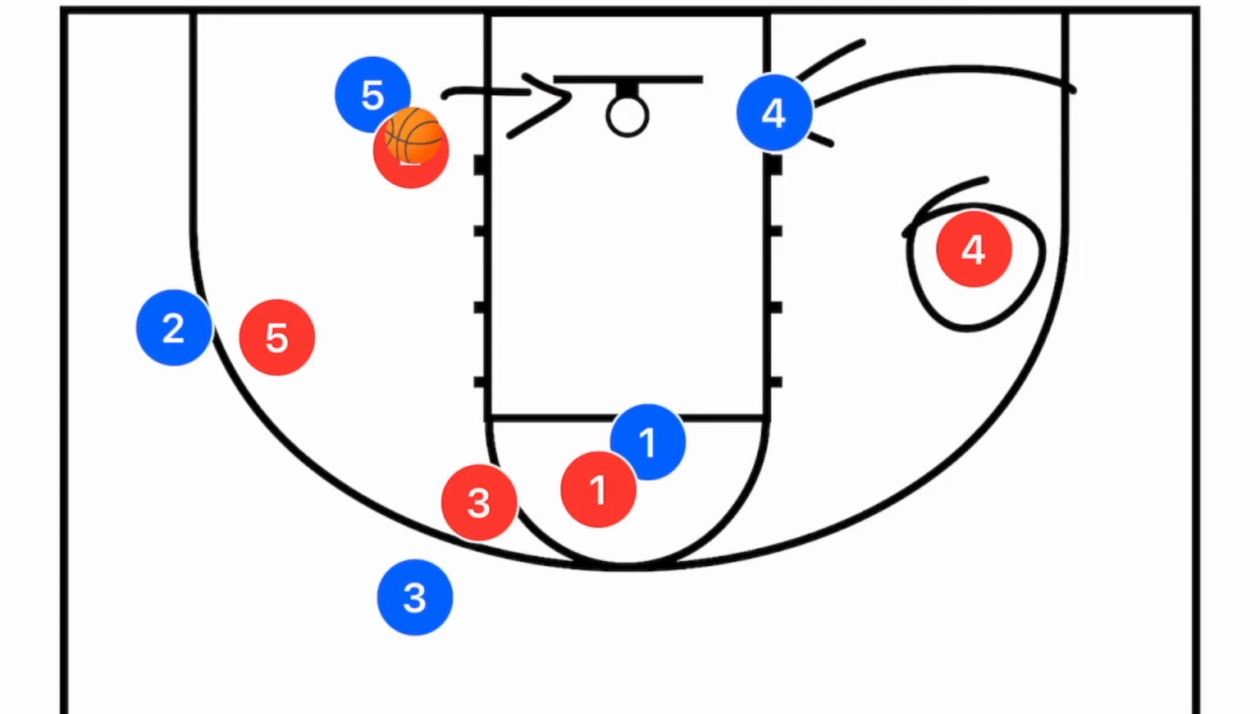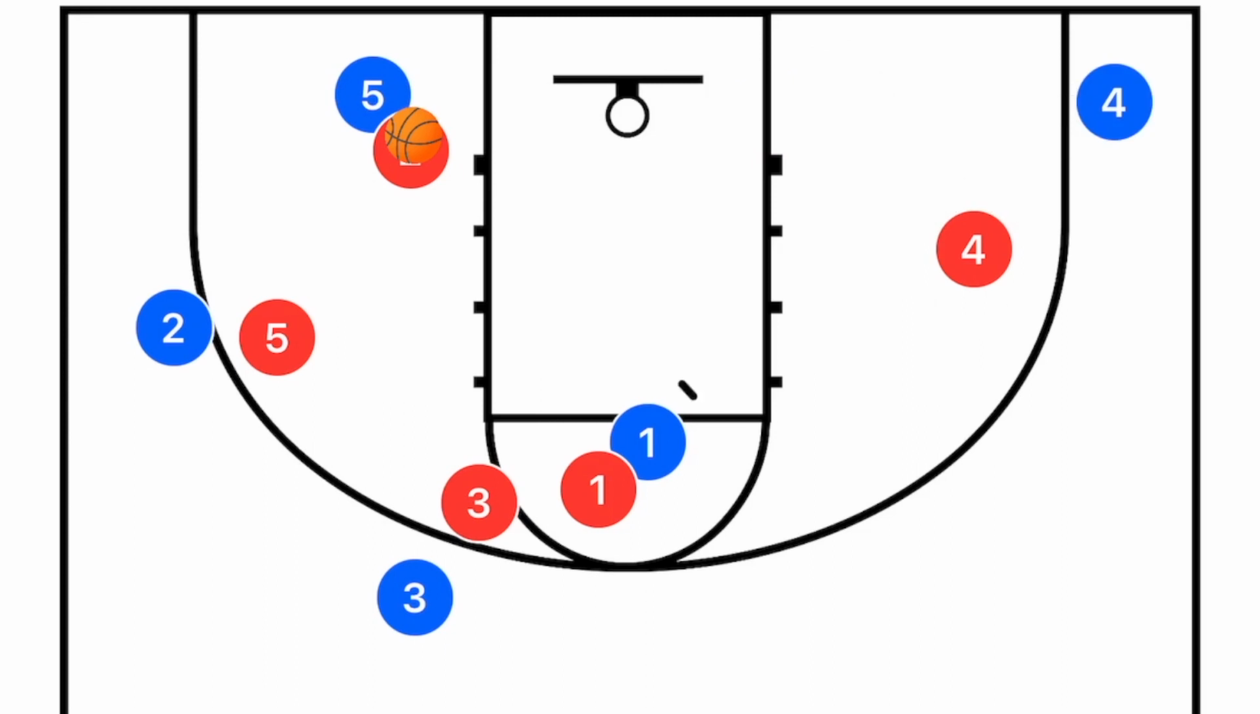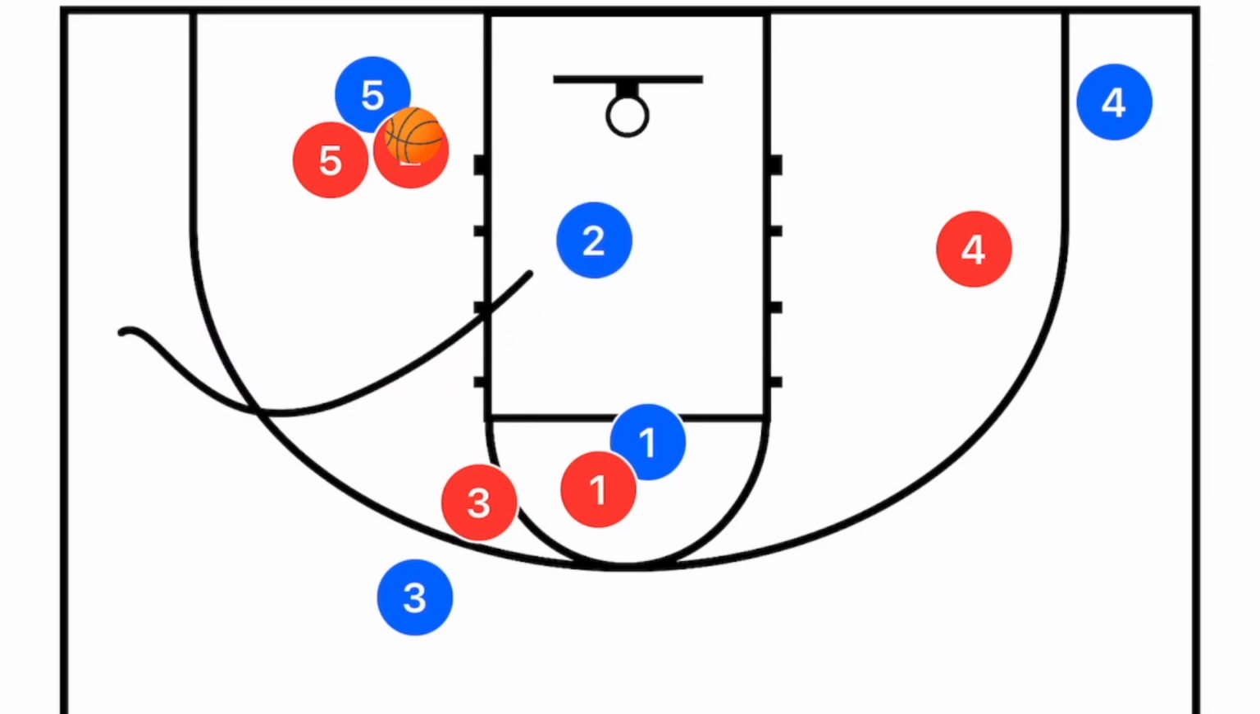This could be a pass to player 4. There's also the opportunity for player 1 to cut. This could be a pass to player 1. Or if player 5 is collapsing down, as we would expect for a trap in the corner, player 2 can then cut to the basket, and this could be a pass to player 2 for the layup. This gives our offensive players the chance to read and react to the defense that is on the court and what is happening on the defensive side.